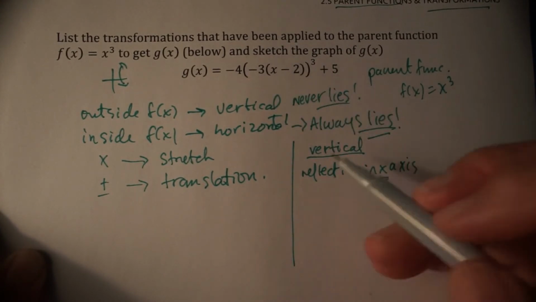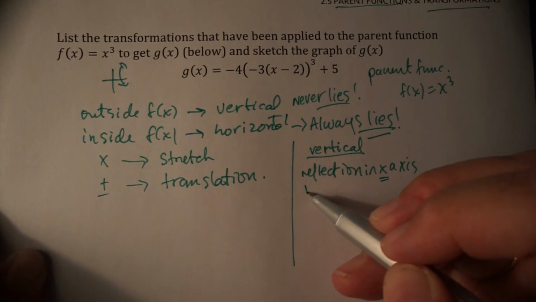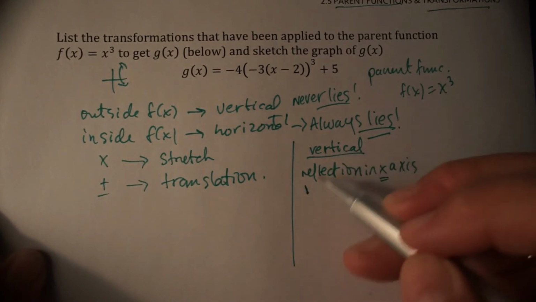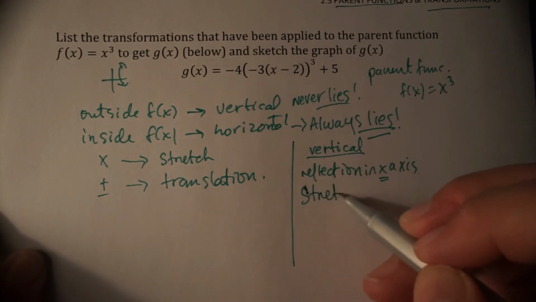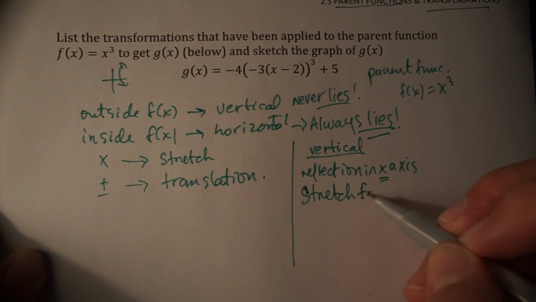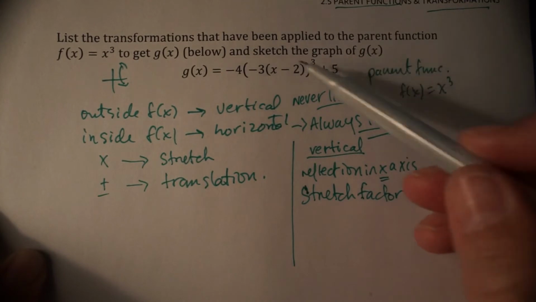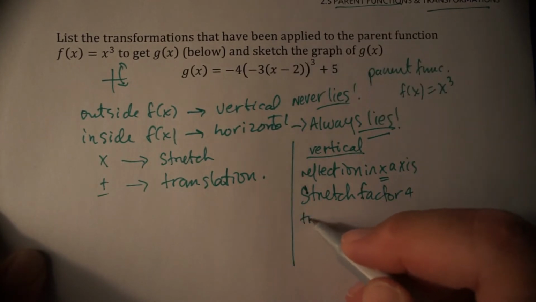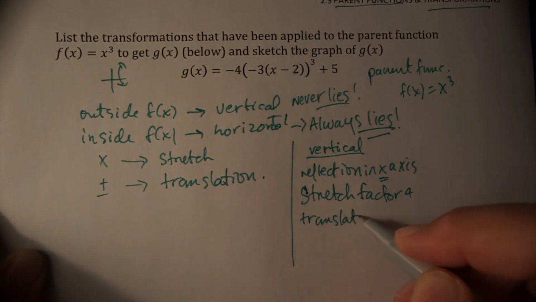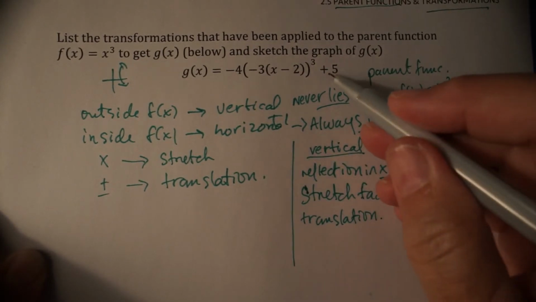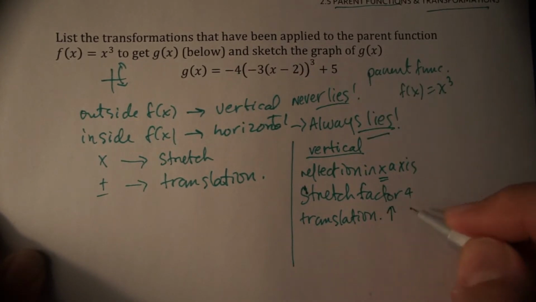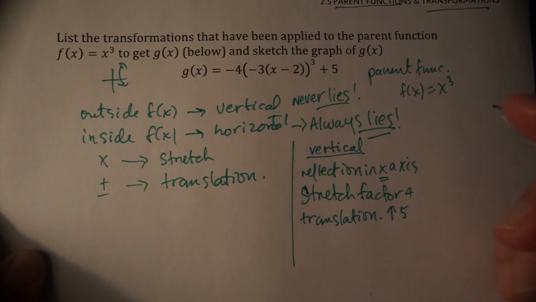Then we have a vertical stretch. I already have vertical here, so I'll put stretch factor 4. And then vertically we also have a translation, meaning we're just going to move it up because it's positive 5. Okay, so that's my vertical.